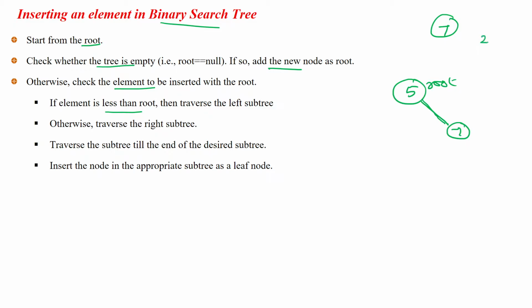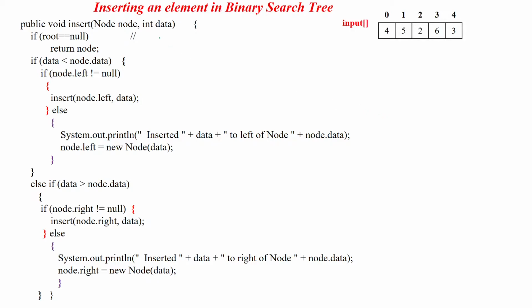Then the next element, if I am going to insert 2, we are checking again with the root value. So 2 is less than the root value 5. If it is less than the root value, traverse towards the left subtree. When traversing towards the left subtree, 5 has null in the left subtree, so 2 will be added as a left child of 5. This will be continued until the given number of elements.